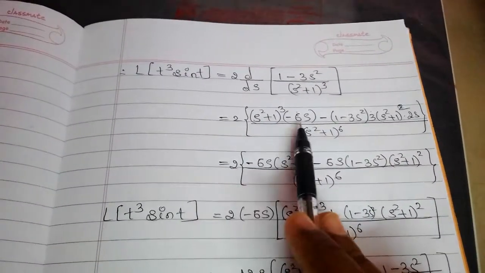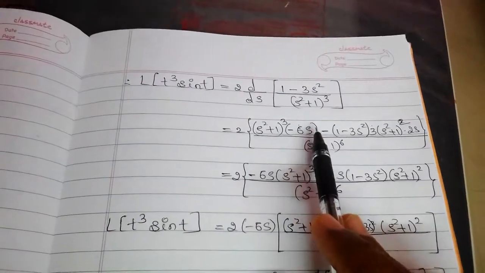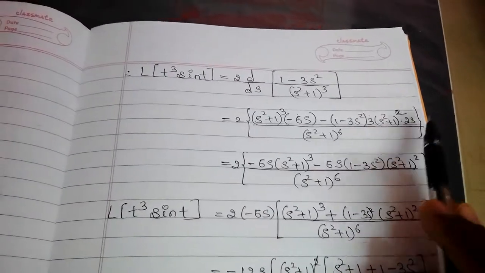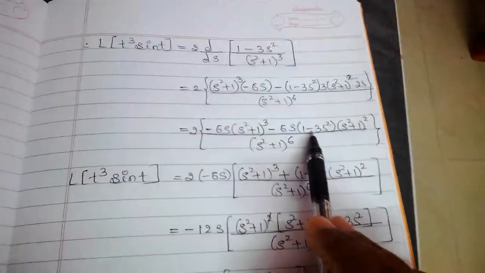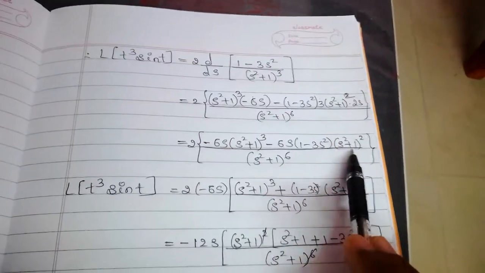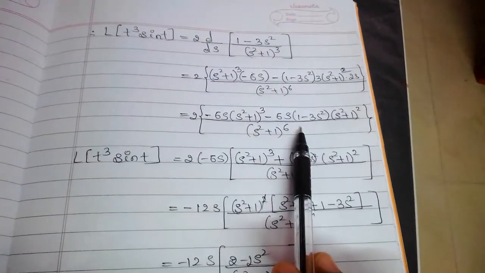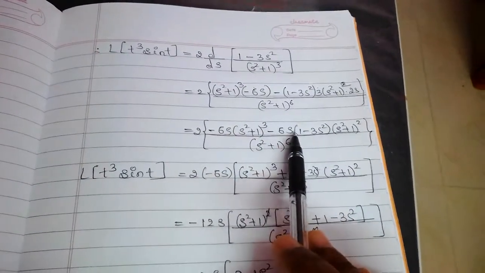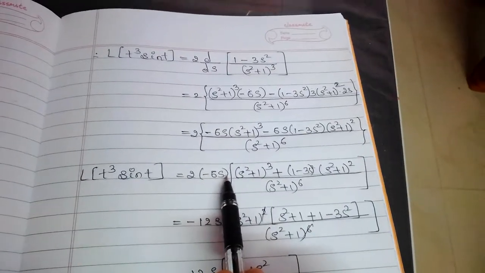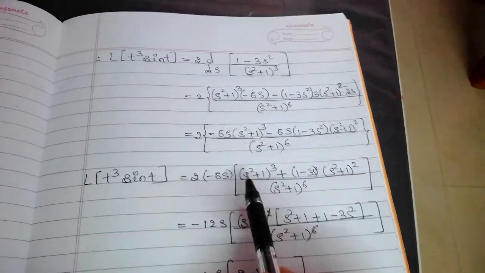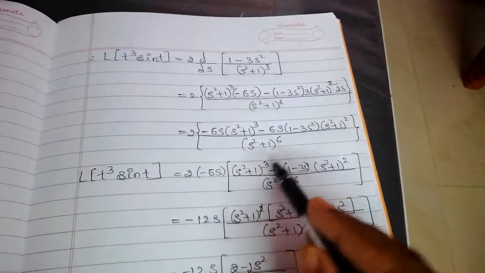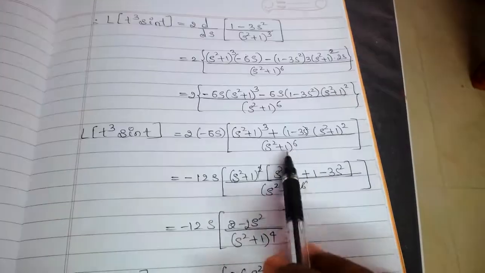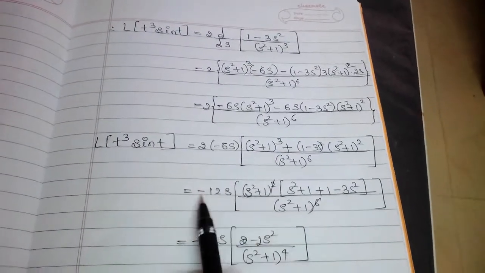Now it is 2 into (minus 6s into (s² + 1)³ minus, here it is 3, here it is 2s, therefore it is minus 6s into (1 minus 3s²) into (s² + 1)²) divided by (s² + 1)⁶. See here, minus 6s common, take outside, here I am taking minus 6s, therefore it will be plus, remaining is (s² + 1)³ plus (1 minus 3s²) into (s² + 1)², divided by (s² + 1)⁶. Next it will be minus 12s.